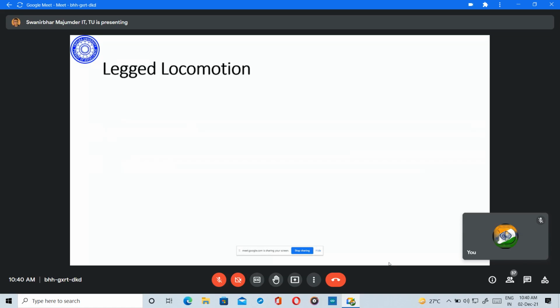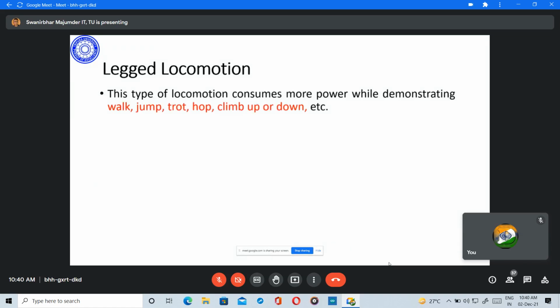If you go for leg locomotion, what do you want it to be? It consumes a lot of power for walking, jumping, trotting, hopping, climbing up and down. If you want to do these things, you need a good amount of electrical connections which should be strong and stable. Otherwise the robot makes one jump, falls, and breaks completely. So this is not feasible. It should not only be able to jump, trot and hop, but also control its jump, hop and trot. Otherwise it jumps very high but when it falls, the whole thing breaks into pieces. Getting it?